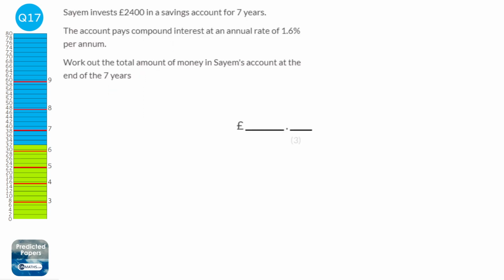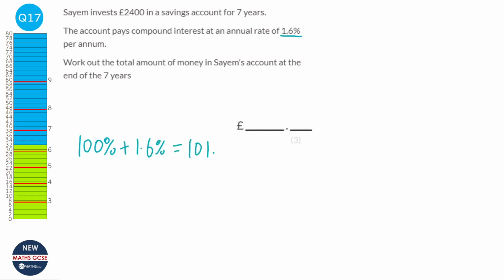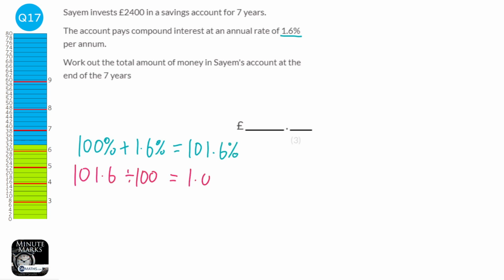Okay, so we're going to start off by working out the multiplier, and we always start off with 100%. We're told that the compound interest rate is 1.6%. So we're going to add 1.6% to the 100%, and it's going to be 101.6%. Make that into a decimal by dividing it by 100, and this will give us the multiplier. So the multiplier is 1.016. And anytime we want to increase something by 1.6%, we just times it by 1.016.